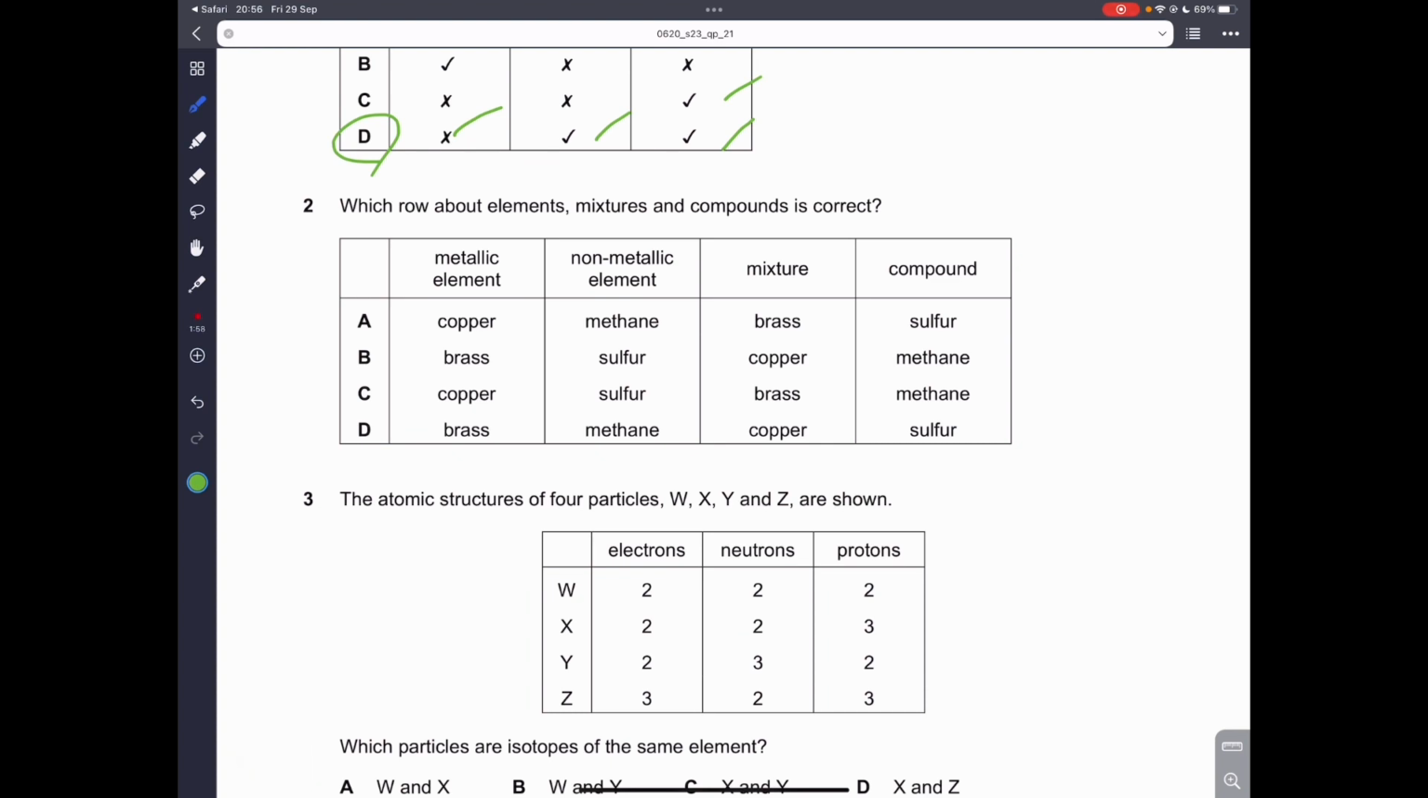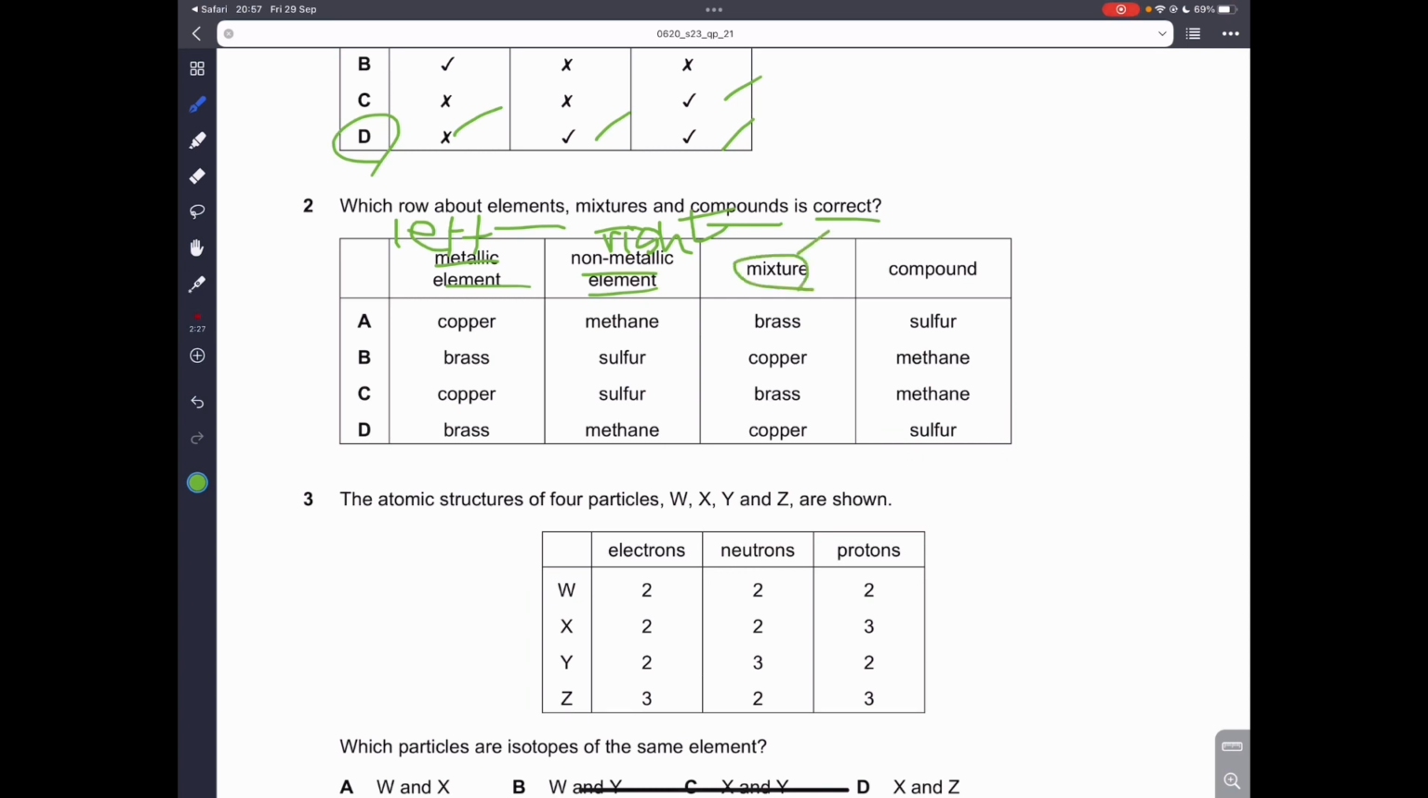Which row about elements, mixtures, and compounds is correct? A metallic element, we have to know, is basically made of metal. A non-metallic element is basically a non-metal. The non-metals can be found on the right side of the periodic table, and metallic elements can be found on the left side of the periodic table. You must know that by heart as well. You can notice a trend.